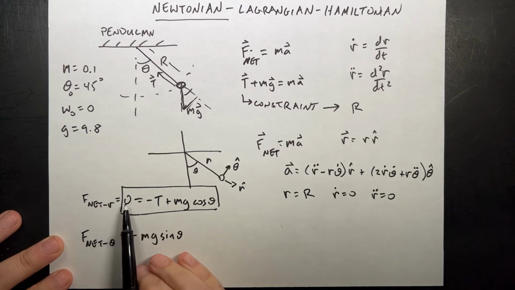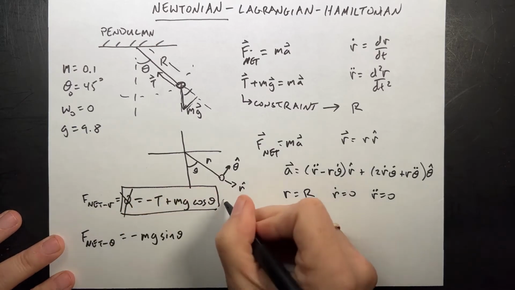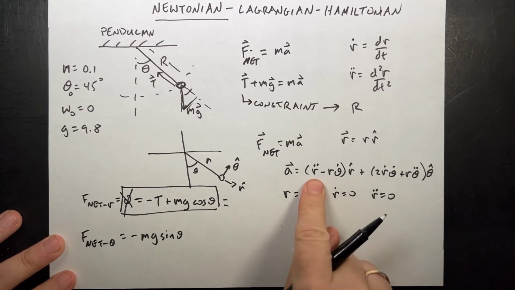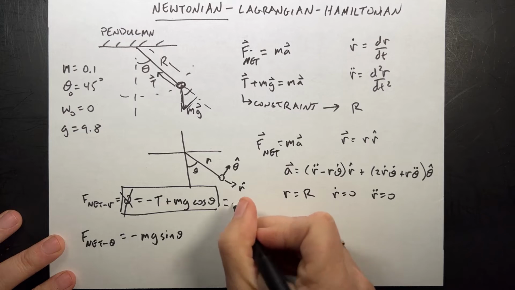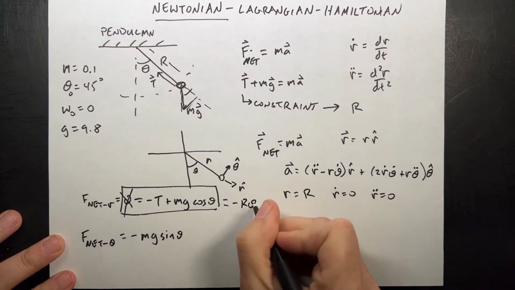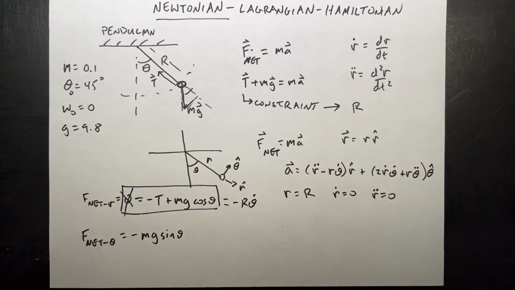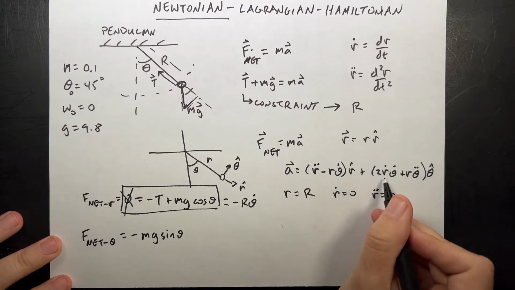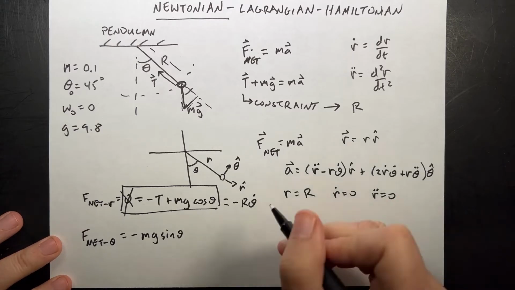whoops, that's not true. F net r is not 0. You should have stopped me. It's your fault. It's equal to m r double dot, which is 0, but I still have this negative r theta dot squared. So actually, I could use that. Yeah, okay, but that's fine. We're going to use this equation over here.